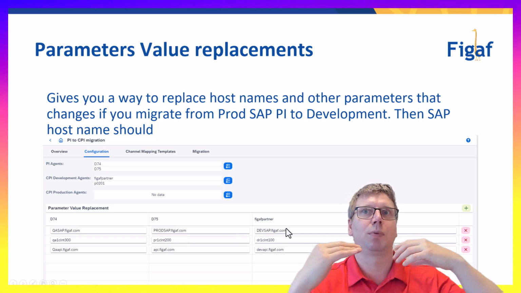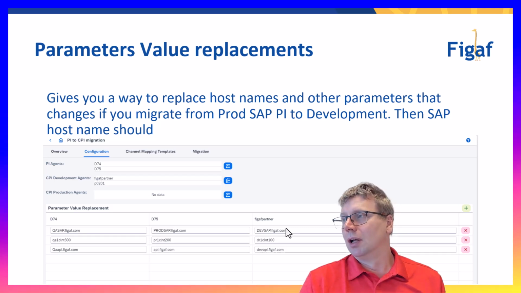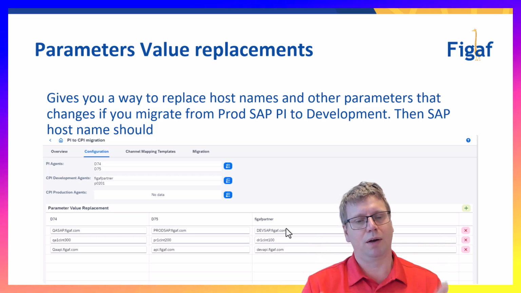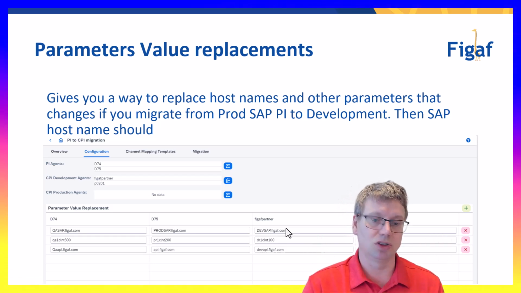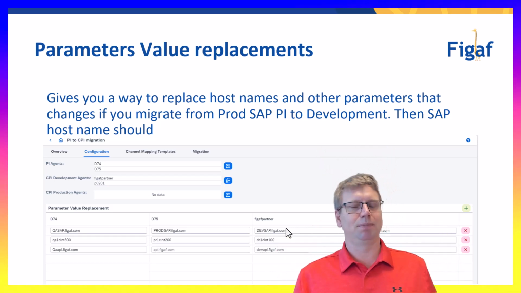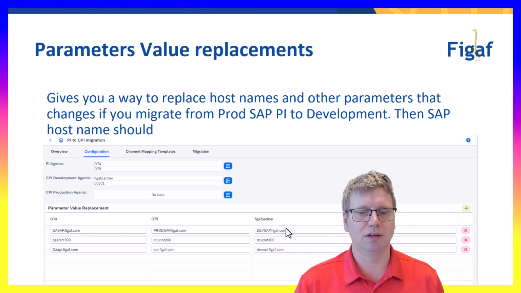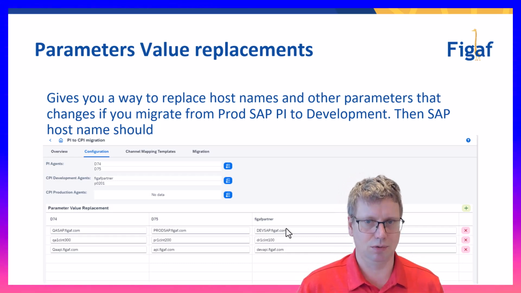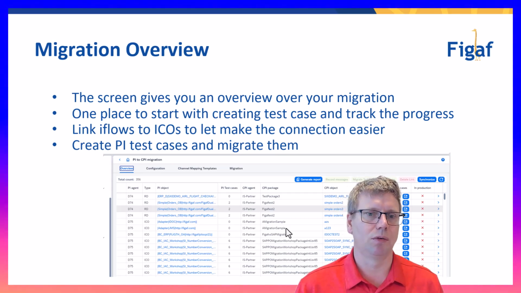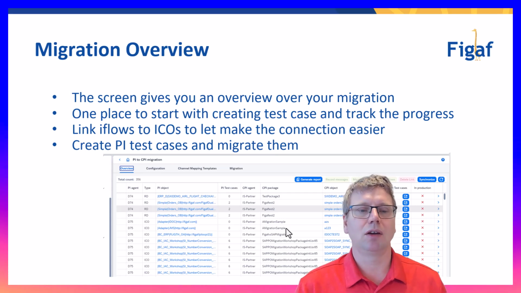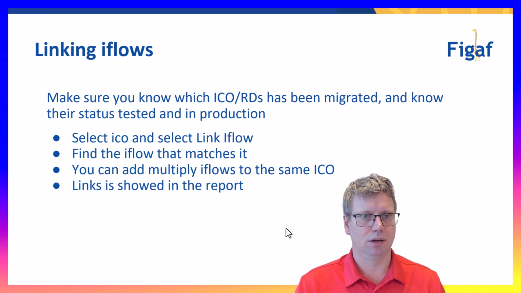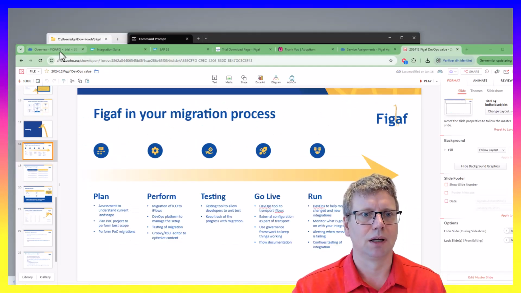That means if you're transporting or migrating a PO transport channel where there's an externalized parameter that is called something with prod SAP, it will be replaced by dev SAP. This just simplifies the journey, making it a lot easier for you to handle such scenarios. And once you have done that, you will get this migration overview that gives you a good way to understand what's going on in your landscape. Okay, let's get started.